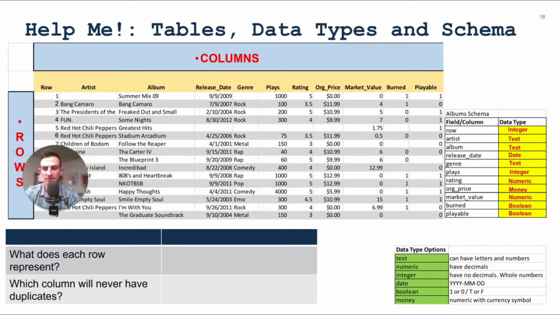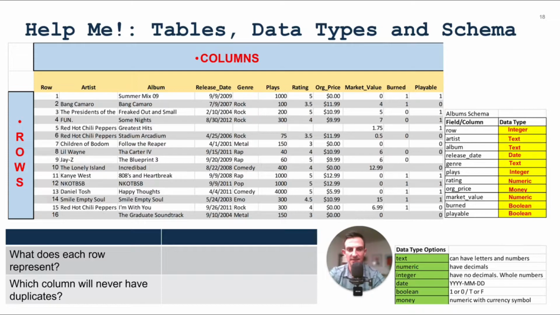So what does each row represent in this data set? It's an album or a record. So each record is a record. That's the granularity of the table. The level of detail of the table is that every row is an album or record. You could imagine you could design a table where every row was the artist.